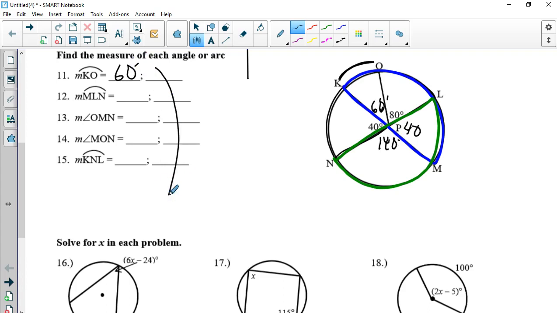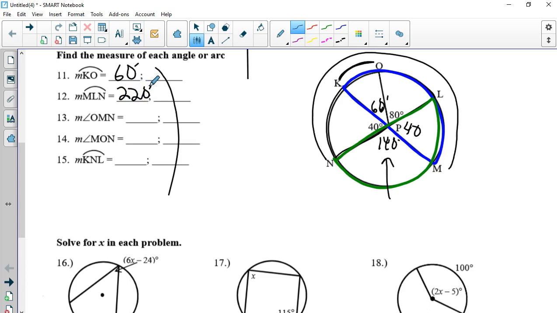M, L, N. So start at M, go around L to N. Now, you can either do this one of two ways. You can add 40 plus 80 plus 60 plus 40, or you just subtract that from the whole circle. 360 minus 140. It makes no difference. You're still going to get 220 degrees.